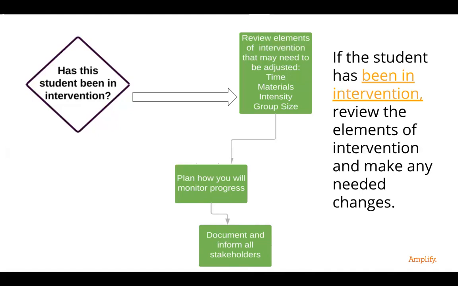And so we want to make those adjustments so that we can start to get back on that pathway to reach those goals and to continue to make progress. Once again, we're going to look at things such as time, materials, intensity, group size. As we did with the other student who is making the right kind of progress, we're still going to plan how we're going to monitor the progress of this student. I can't highlight enough how important that is, that we know and we plan and we're all on the same page of how we monitor that progress. And then we're going to document and inform all stakeholders and everybody that's involved with helping this student be successful.